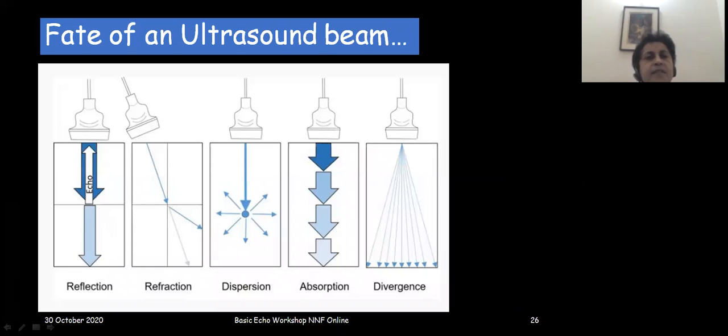Now, what happens eventually to an ultrasound beam which is sent out by a transducer? The ultrasound beam is either reflected, as is the principle in physics. It can be reflected, refracted. There can be a dispersion or scattering. It can be completely absorbed, or it could be a divergent view.